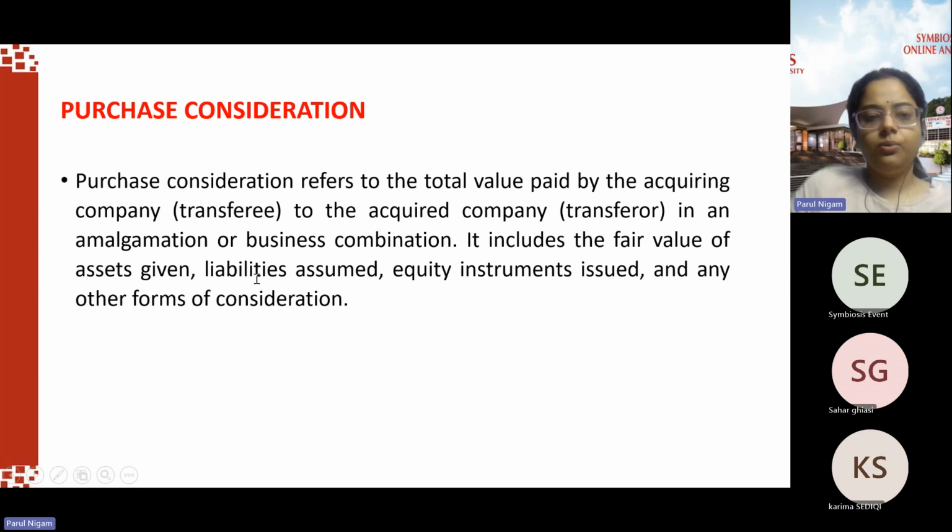Now, what is purchase consideration? Have you ever heard this term, purchase consideration? What is purchase consideration? No idea, students? What do you understand by purchase consideration?